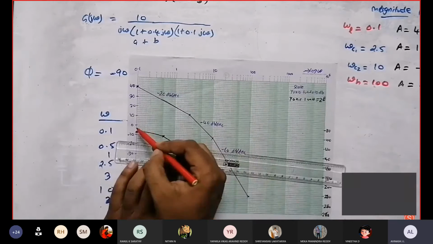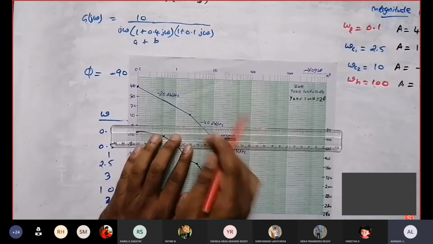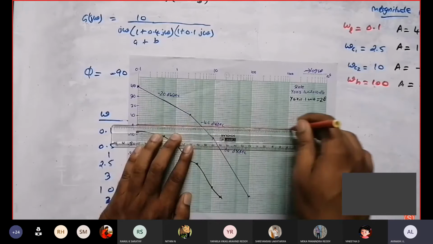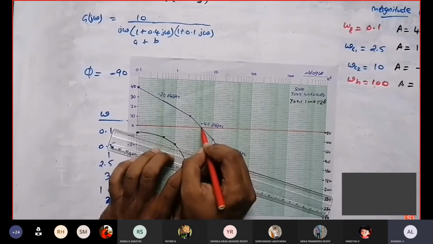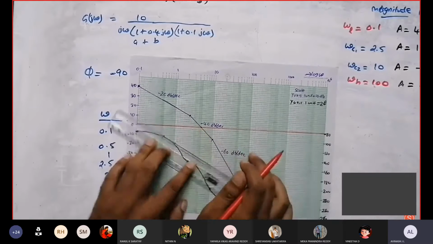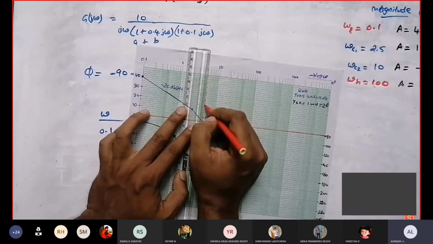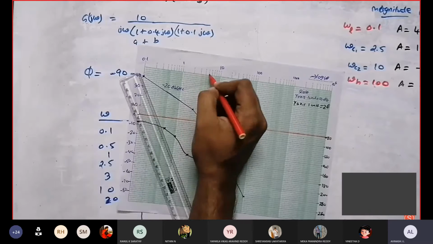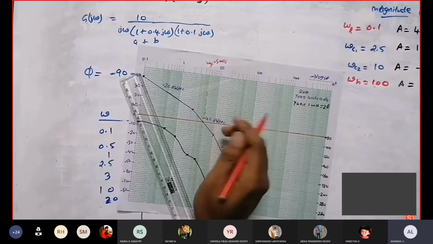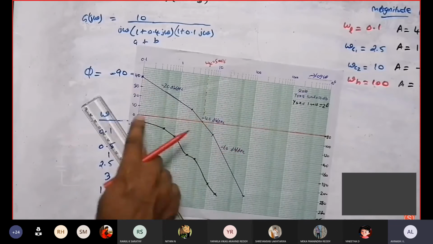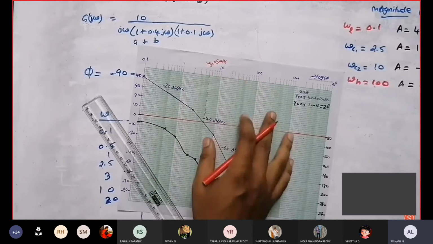For finding the gain crossover frequency, first of all, check 0 dB. Where is our 0 here? From 0, draw a straight line like this. The magnitude plot will touch the 0 at a point. Here it is touching. Check that frequency. That frequency is 5 radian per second: 1, 2, 3, 4, and 5. So 5 is our gain crossover frequency, 5 radian per second. That is, our magnitude will cross 0 dB at a point, and that point is our gain crossover frequency. I hope I made it clear to you.